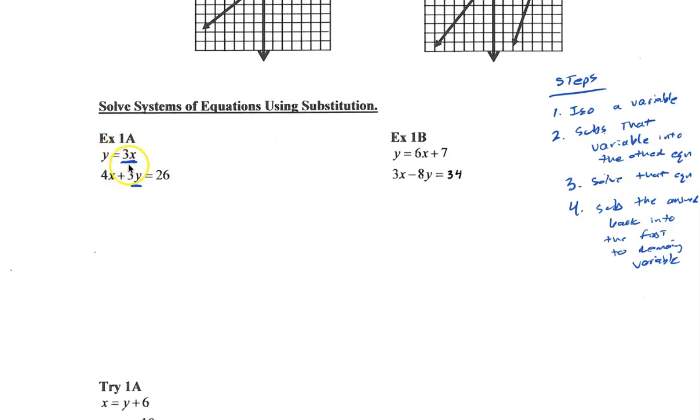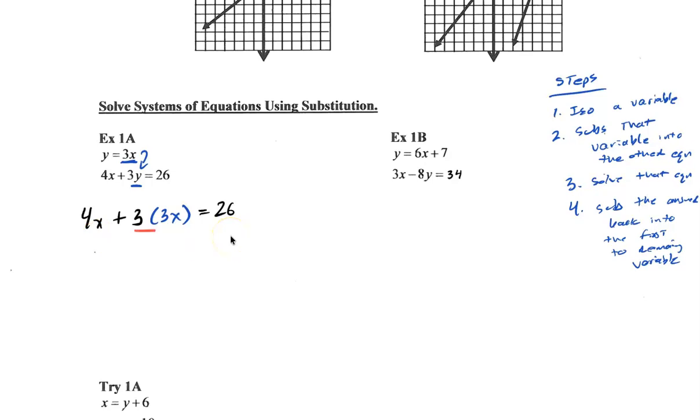Y equals 3x. So instead of the y here, we're going to substitute in 3x. We're going to plug this into there. So it looks like this: 4x plus 3, and then instead of the y, it's 3x. And then we still have equals 26. It's the same thing as we have here, but instead of that y, we're substituting our 3x for y. Now we just have to simplify this.